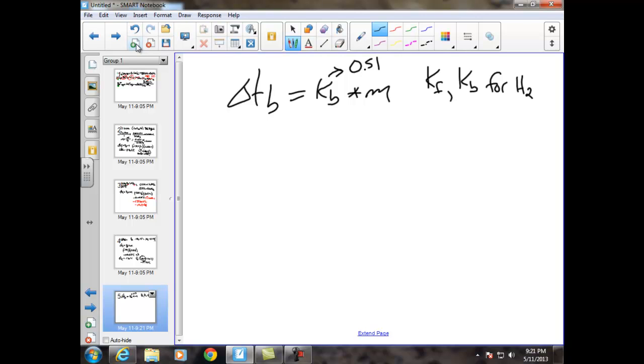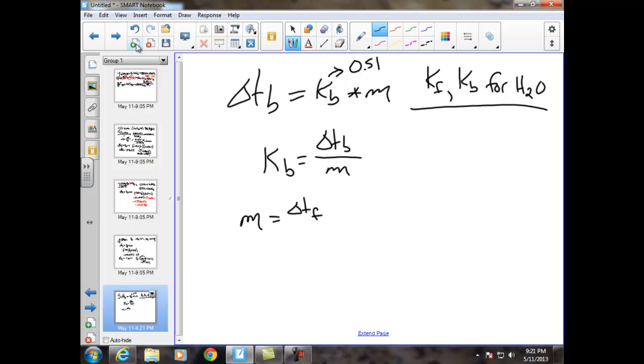You need to know K_f and K_b for water. I'm not going to give you that, but I'll give you the chart for solubility. I'll give you the freezing point chart on page 448, but I'll give you everything except water. So you need to know those two values for water as well as the starting freezing and boiling points. And then we can rearrange these. I could solve for the constant by dividing my temperature change by the molality. I could solve for molality by dividing the temperature change by the correct constant. So those are just variations on the same equation.